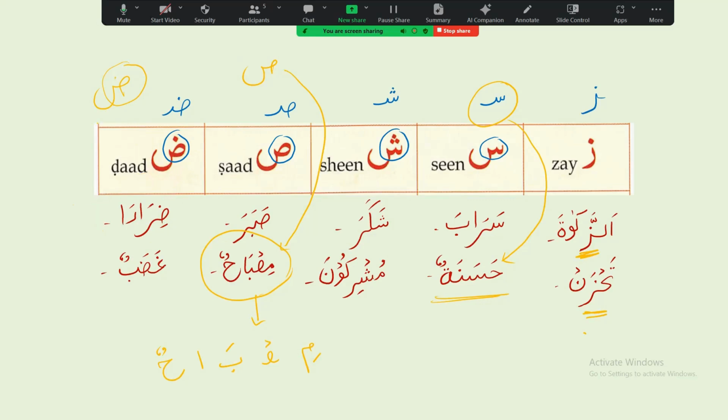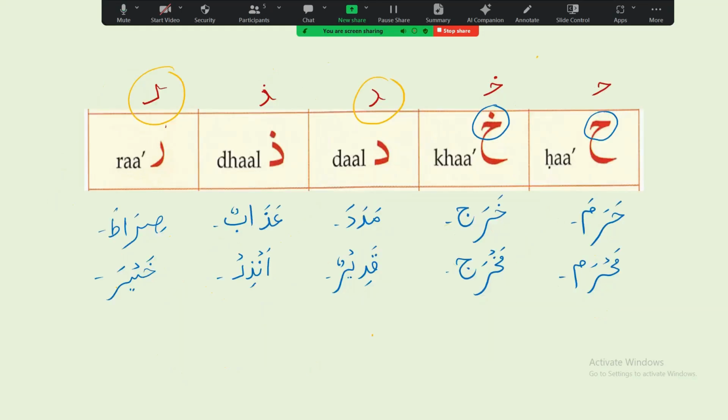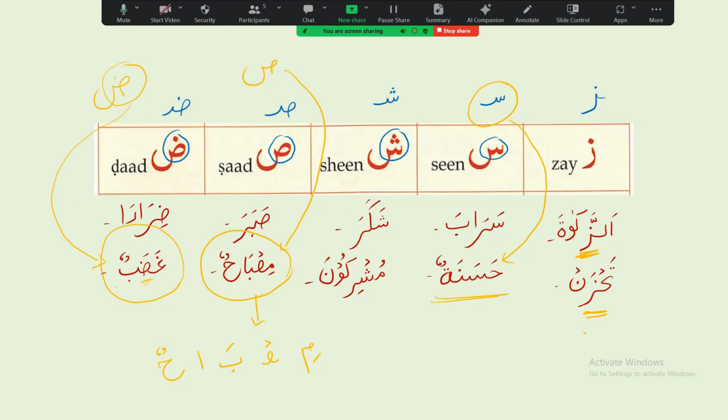When Dad comes in the middle, again we will use the cut part of Dad, and we will use it like this. غضب. It has a dot on top of it here. غضب has the ghain alphabet at the start, then we have this ضاد alphabet, and then we have ba at the end. غضب.